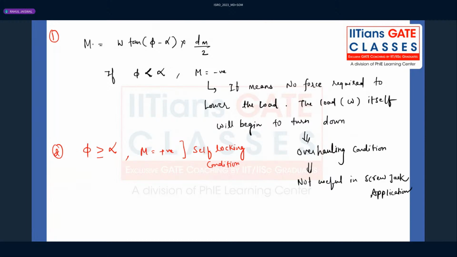In some examinations, they have asked what the criterion is for the self-locking condition: whether the friction angle should be more than or equal to the helix angle, all those things. A self-locking screw will hold the load in place without a brake.